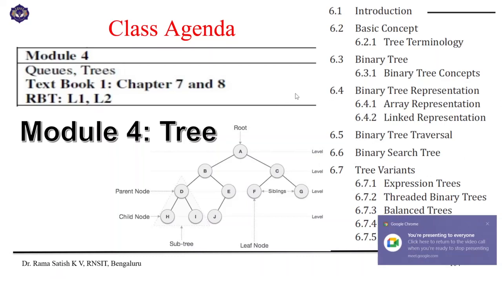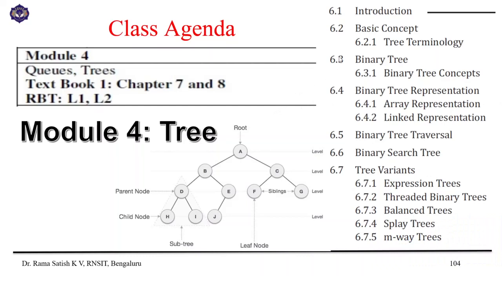some of the concepts related to what is a tree, what are the different types of trees, and what is a level, what is a sibling, what is a parent, what is a child, what is a subtree, what is a leaf node, what is a root node, what is the height, what is the depth. All these concepts, the basic terminologies, we discussed.